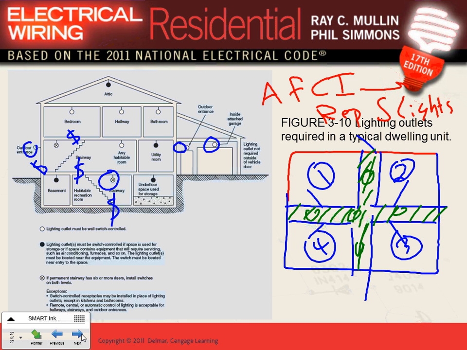Kitchen, one of them. Light and receptacle, no AFCI. Another place, bathroom. A third place, outside, unfinished basement, laundry, garage. All these locations do not require the arc fault circuit interrupter. Everything else, receptacles and lights, requires arc fault circuit interrupter.